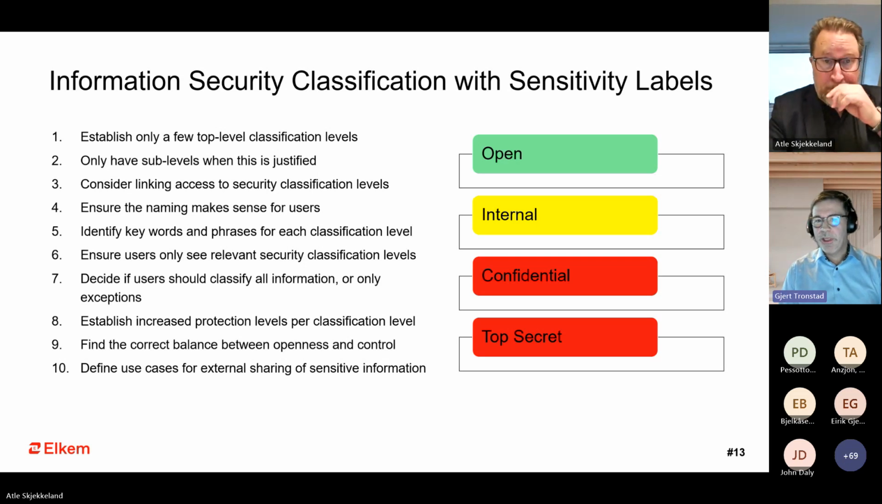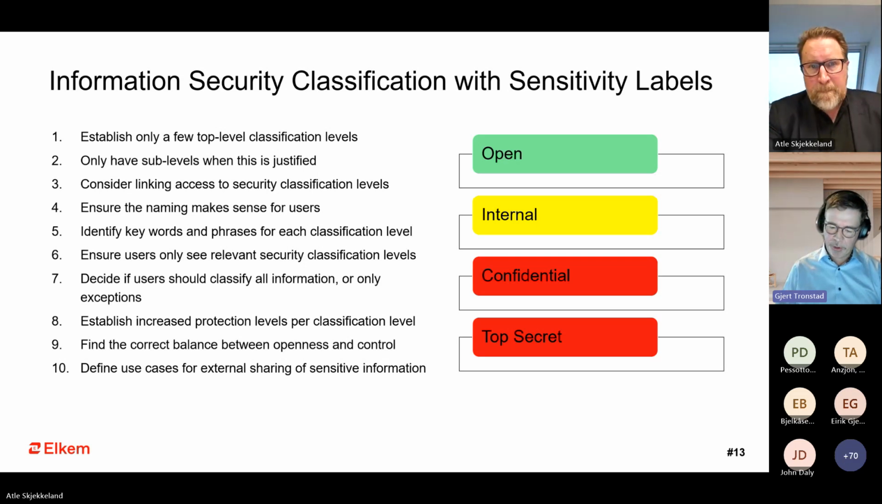So as I mentioned, we have created these sensitivity labels. We have created what does it mean? What does each of these levels mean in Elkem? And what we really then are looking into is by Microsoft as well. They recommend don't have too many sensitivity labels or categories that you can, because it's only going to make it more confusing for the end users. So we ended up with 4. Open, internal, confidential, and top secret.